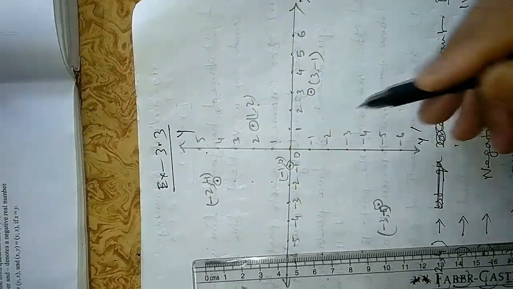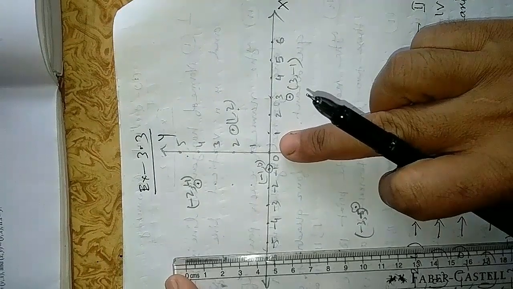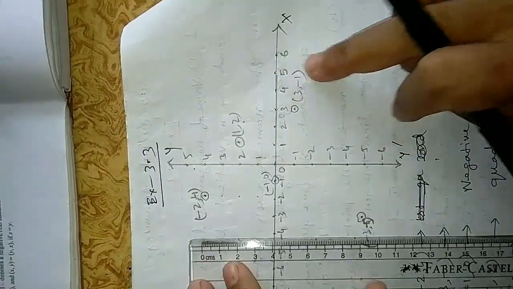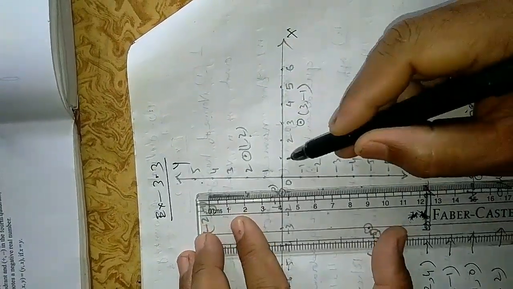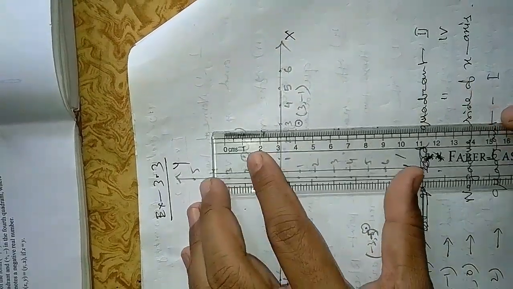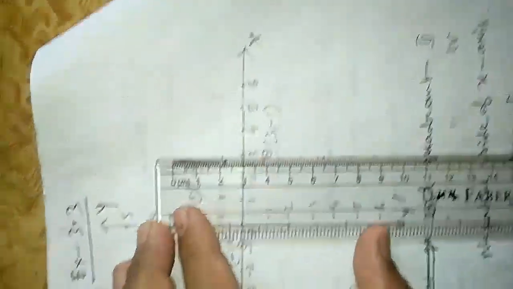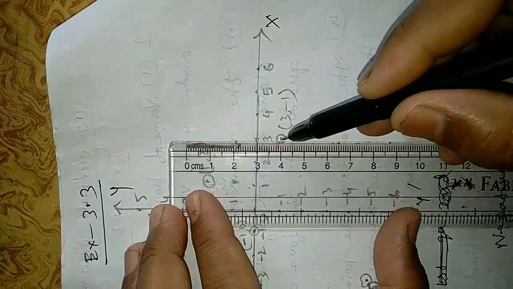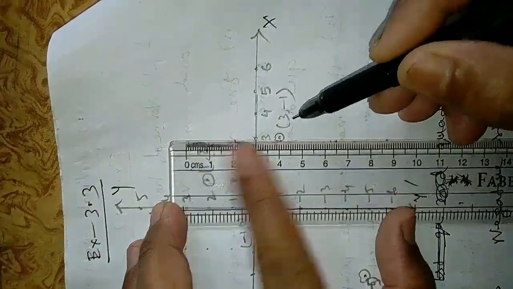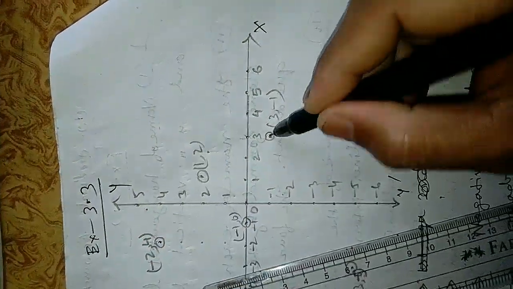Then the next point is (3, -1). 3 is positive, on the right side, and -1 is downside. So it is in the fourth quadrant. First you go 1, 2, 3, then take the scale perpendicular and come to -1 downside. Then it is -1. This point is (3, -1).